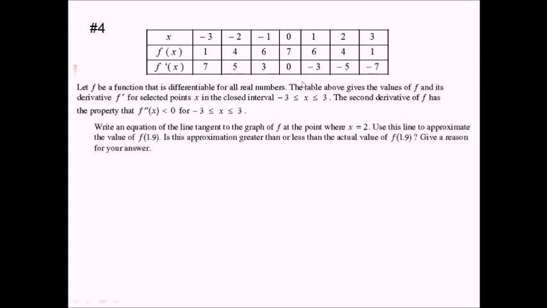For this problem, f is a function that's differentiable for all real numbers, and the table up here is giving some values of f and its derivative at selected points between negative 3 and positive 3. And they're also telling us the second derivative of f is negative, less than 0, for all the values between negative and positive 3. Groovy. Based off this, we want to write the equation of a line tangent to the graph of f at the point where x equals 2, and then use it to approximate f of 1.9. And then they want to know if it's greater or less than the actual value of f of 1.9 with a reason.